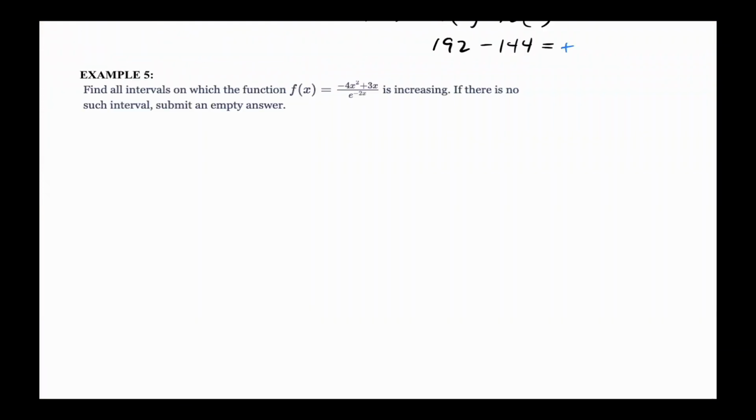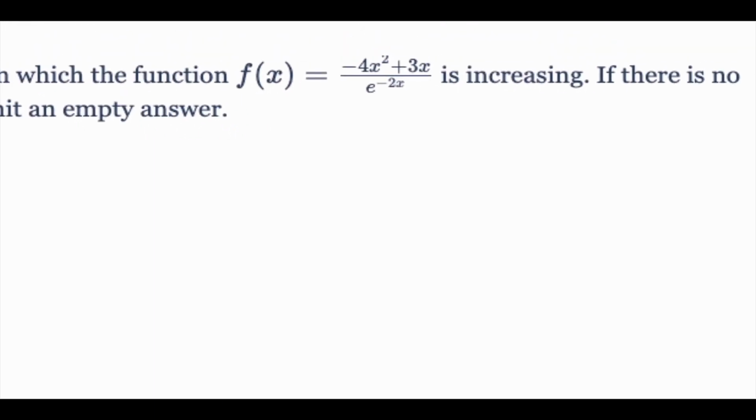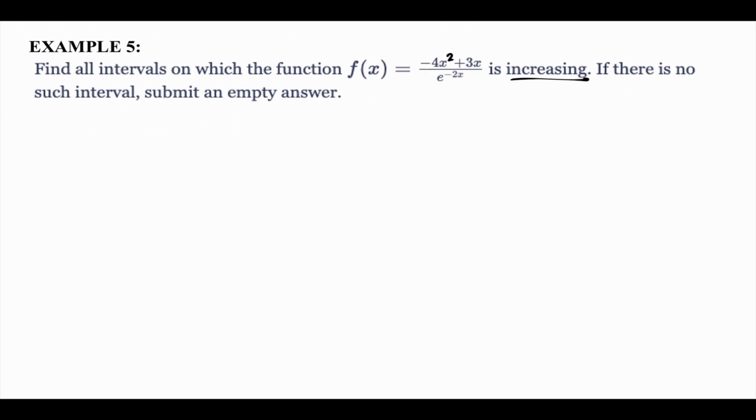Okay. So let's look at example number 5. We need to find all intervals on which f of x is increasing. So this one is just increasing. How do we check to see if something's increasing or decreasing? Not continuity. What do we have for increasing, decreasing? What do we have to do? What do we use? First derivative test. Yeah.